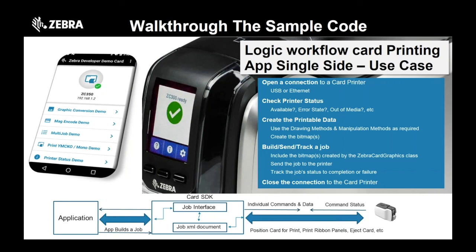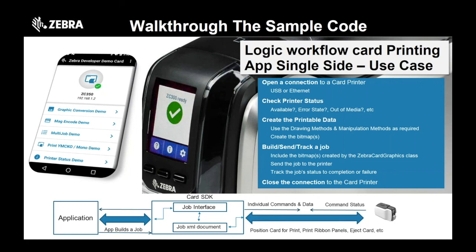So now I'm going to go through the sample code. For the sample code, we want to first define what we call the best practices. For this particular case, I'm going to define a simple use case: how to print a single side of the card. For that use case, that's the workflow. The first thing you need to do is open a connection to the card. Depending on what you're using, USB or Ethernet, you can do that directly, or you can use our discovery classes to do that automatically.